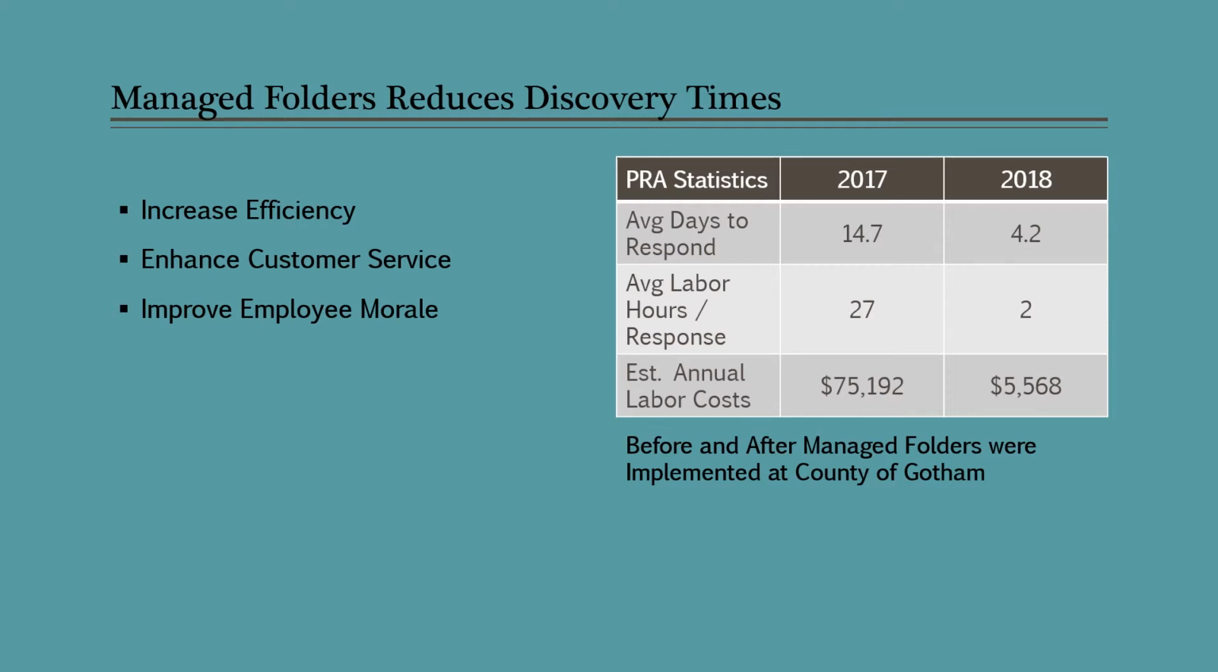And the average labor, having to sift through thousands, sometimes hundreds of thousands of emails for a single public records request, would take them about 27 labor hours per response. And they got about 96 records requests within a year. So 27 hours times 96 equals $75,192. Whereas afterwards, it only took them 2 hours because now they only had a few hundred emails to go through, and so now their labor costs were about $5,500.